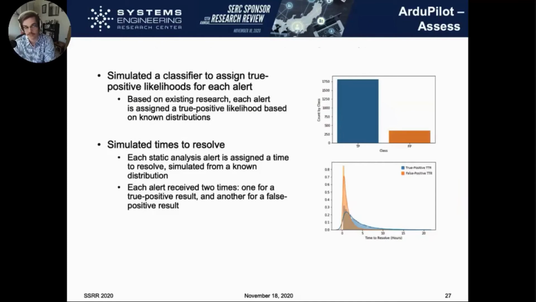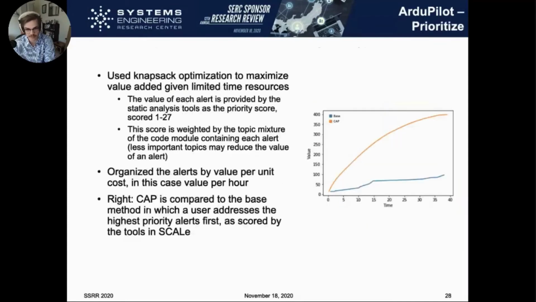And then we also simulated 2 times to resolve. One time to resolve for if the alert was a true positive, and that would take a little longer because you actually have to resolve it. And then a false positive time to resolve for the time it takes to identify if an alert is in fact a false positive result. Again, this was derived from research and from known distributions. And finally, in prioritize, we used knapsack optimization to get as much value as we could given limited time resources.